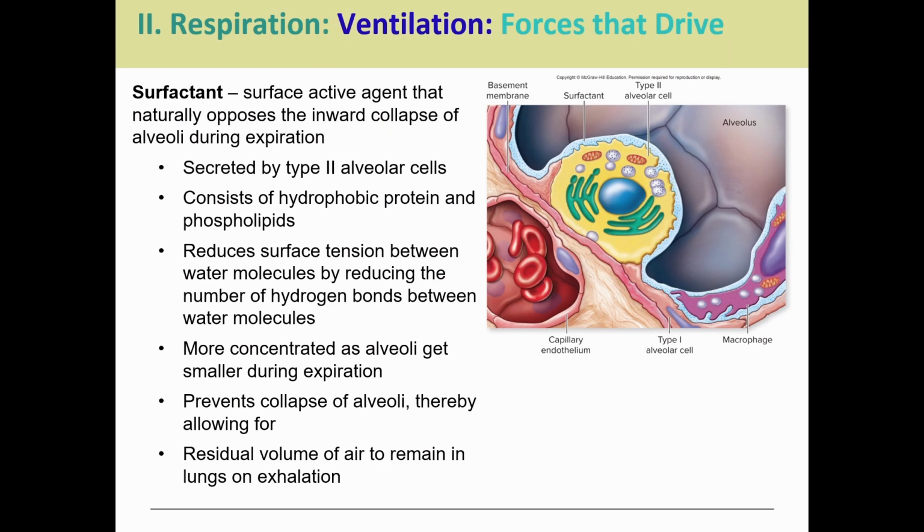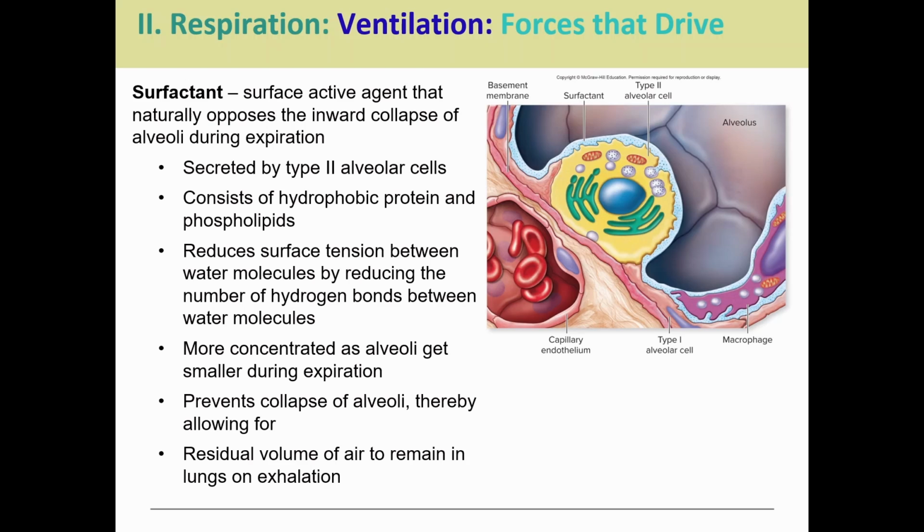So let's go ahead and talk about the surfactant. This is basically an active agent that is going to fight against the collapse of the alveoli when we breathe out. So it's going to help keep the alveoli open even when we're exhaling. This is coming from the type 2 alveolar cells. It's a hydrophobic protein with some phospholipids, and this is to reduce the surface tension between water molecules. Basically, it prevents water molecules from sticking to each other, from forming those hydrogen bonds, so we don't get water molecules pulling on each other.